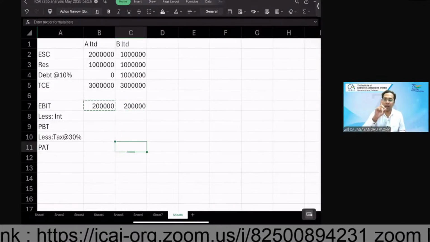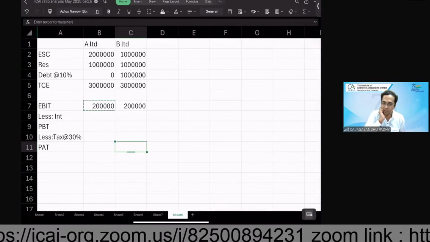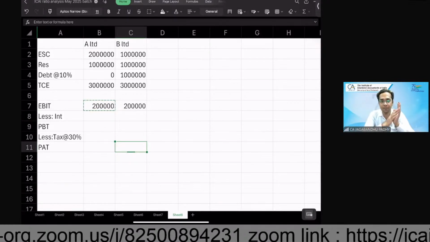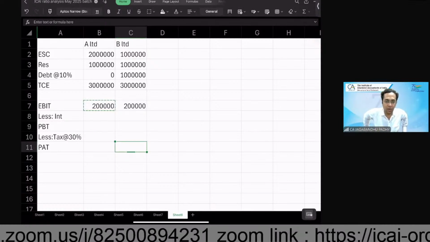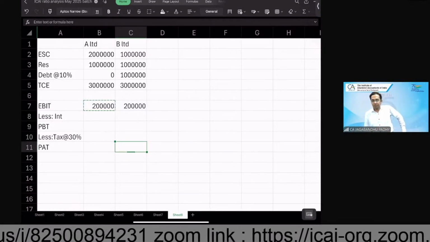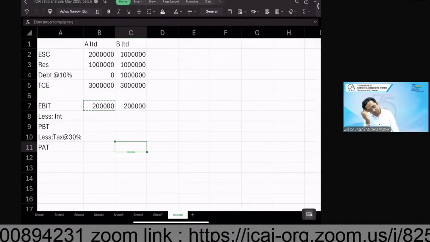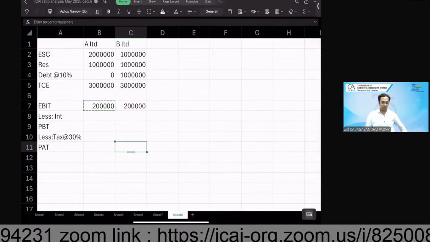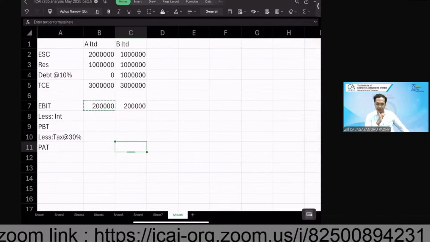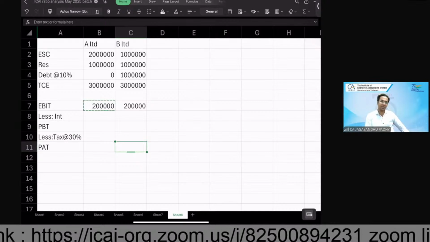Complete this table and let me know which of these two companies have performed better. Complete this statement quickly, guys, along with the justification, along with numbers, and tell me which of these two companies have performed better.